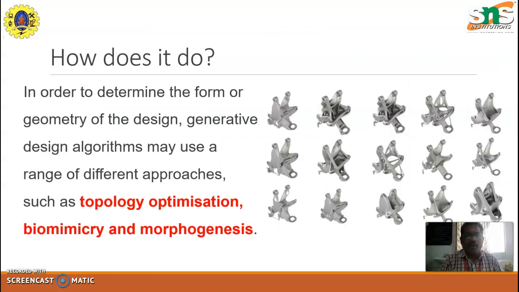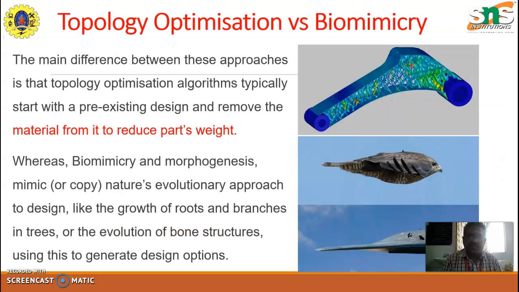In order to determine the form or geometry of the design, generative design algorithms may use a range of approaches such as topology optimization, biomimicry and morphogenesis. Now, topology optimization, we know the difference between these two is that here there's more work on the shape and the outer geometry of the part. That's topology optimization. It tries to remove the material and tries to reduce the part's weight. That is topology optimization, which most of us are aware of.